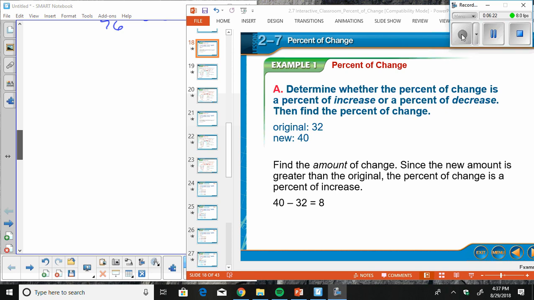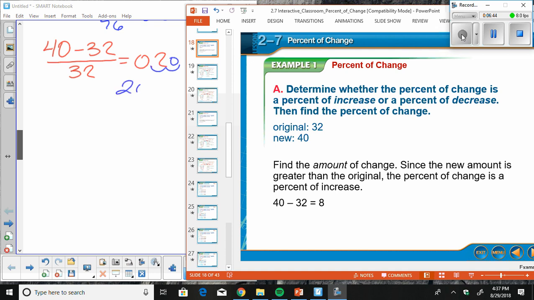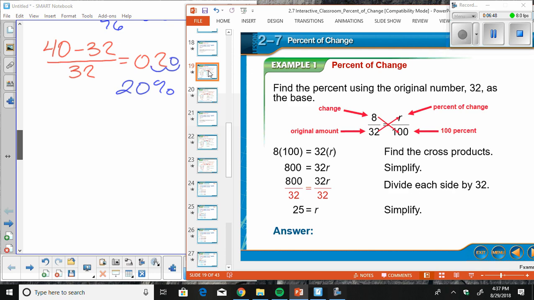The one way is what we've done before. We have taken the change, we found how much the change is, we took the biggest number, 40, minus the smaller number, and we put it over the original. And when you do that, you get 0.2. Now, you guys remember that if you want to change that to a percent, move your decimal 2 places, and you get 20%. You can also do it as a proportion.